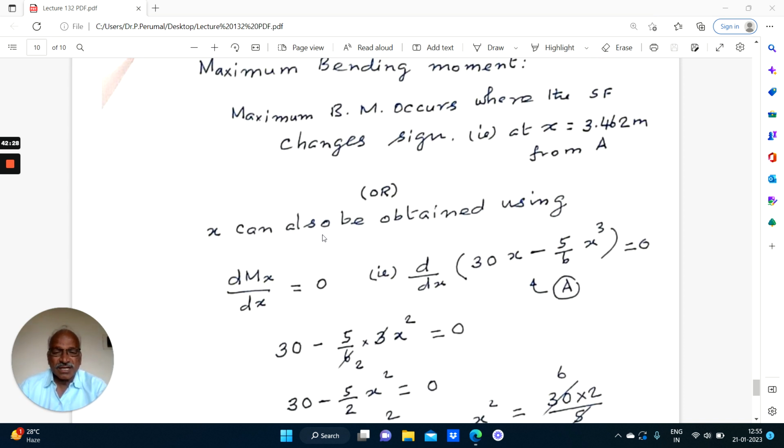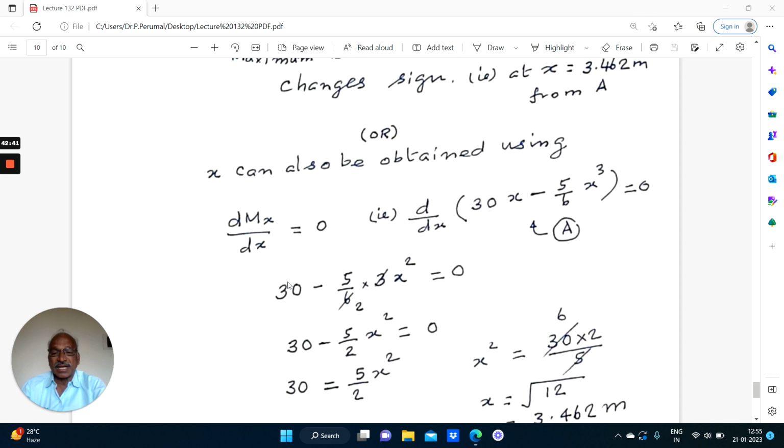Right. This is the alternate way. Again, as I told earlier, these calculations will be required in a number of places throughout your career. That is why I'm concentrating on all these things, right? So x can also be obtained using the equation dMx by dx equal to 0.